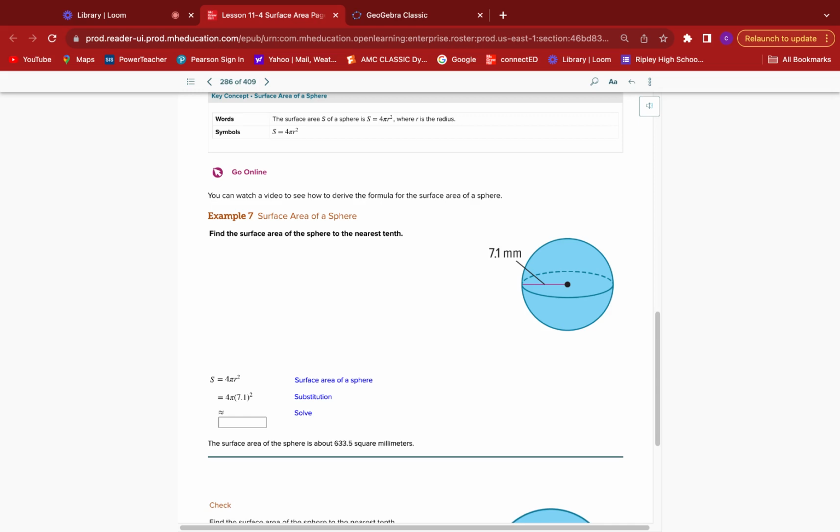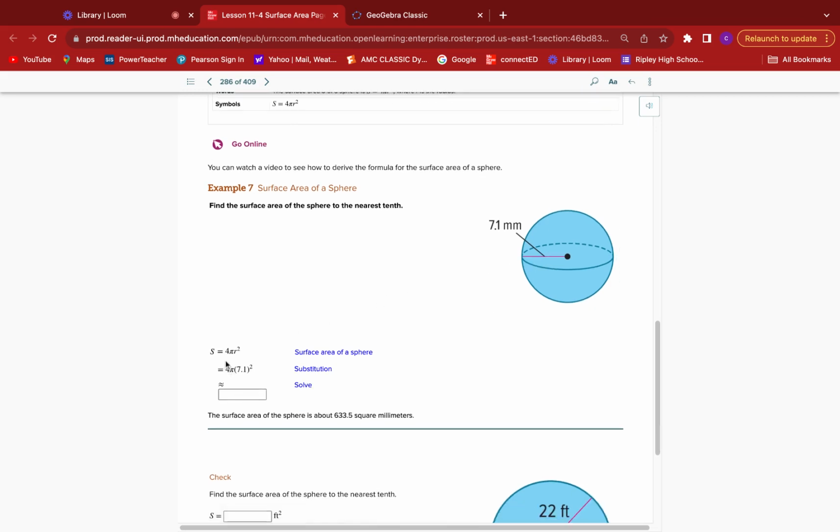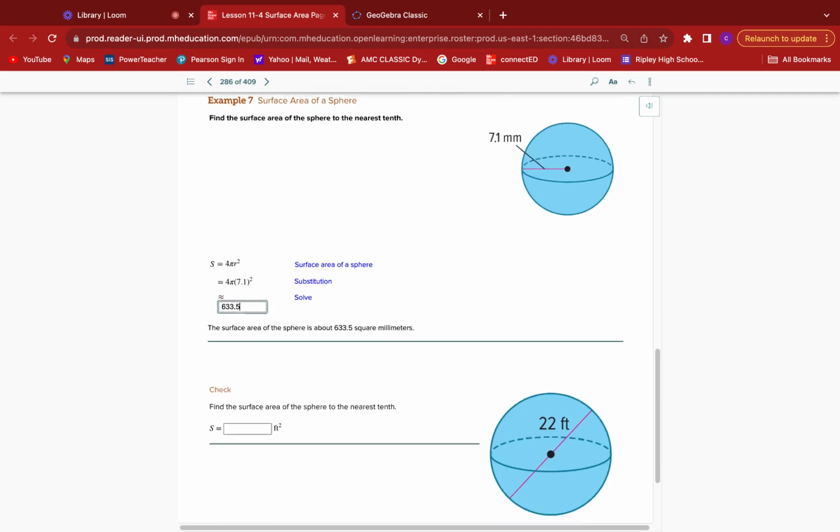Bottom of page 659, we got a sphere. I like spheres. Spheres are easy as long as you have the radius. If they have the line all the way through, remember that's your diameter, divide by 2 to get the radius. All right, they give me the radius. So the formula for the surface area of a sphere is 4 pi r squared. I love it because it's easy. You replace the r with the 7.1. So we got 4 times pi times 7.1 squared, which is about 633.5 square millimeters.